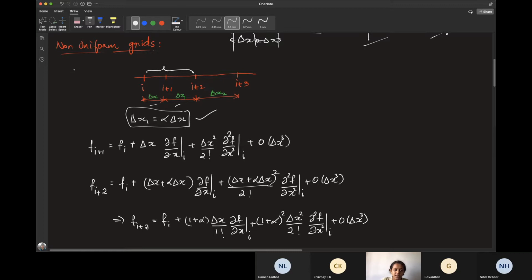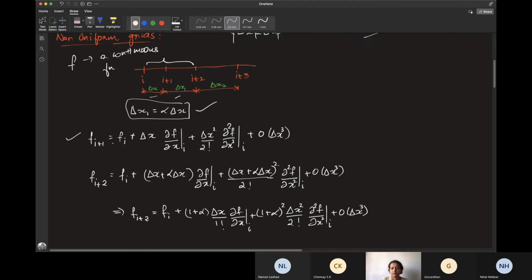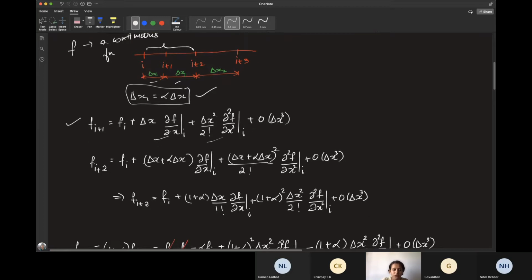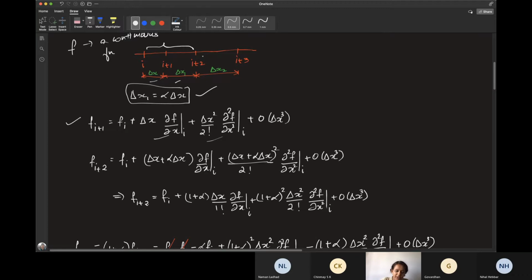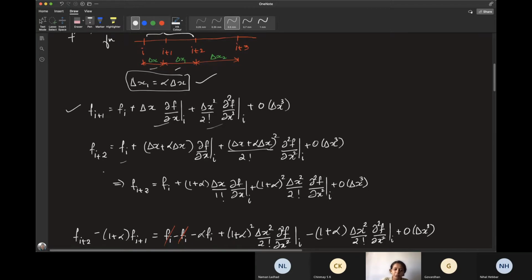Suppose you have some continuous function f. Now you do a Taylor series approximation for such a function at i plus 1 about i. When you do that, this will be your expression: f i plus 1 will be equal to f i plus the first order term, the second order term, and it goes on. Similarly, when you expand f i plus 2 about f i, you have this expression.